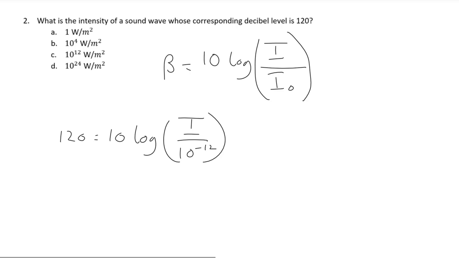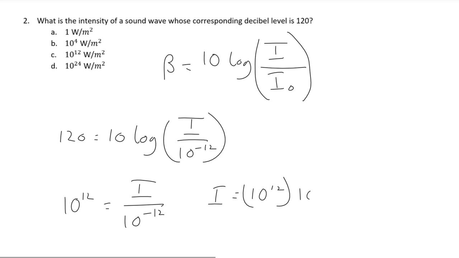Therefore, the left-hand side, remember, was 12 and now is 10 to the 12. And the right-hand side is going to be 10 to the log of something, which is just that something. It is just I divided by 10 to the minus 12. This can now be rearranged to give I is equal to 10 to the 12 multiplied by 10 to the minus 12, or simply 1. The sound intensity is equal to 1 watt per meter squared.